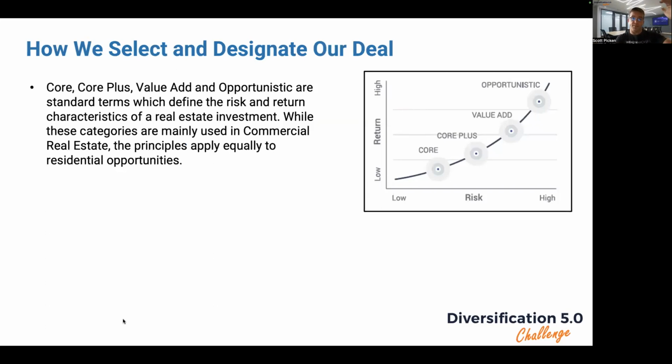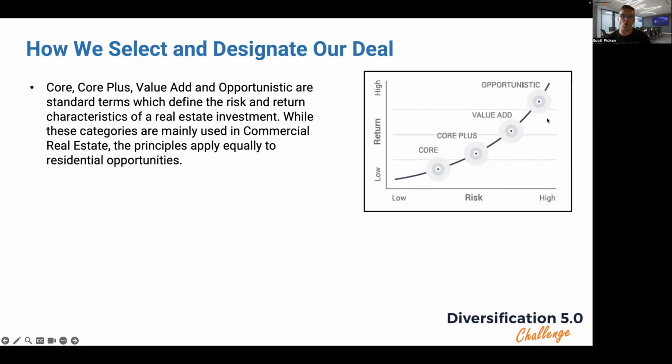So we started with talking about the partner. Now it's about the deal. Again, in Wealth Going Global, I spend a lot more time going into this. But at a simple level, the way this is done around the world is, on the left-hand side, you've got returns, going from low to high. And at the bottom, you've got risk, going from low to high. So you've got core, core plus, value add, and opportunistic.